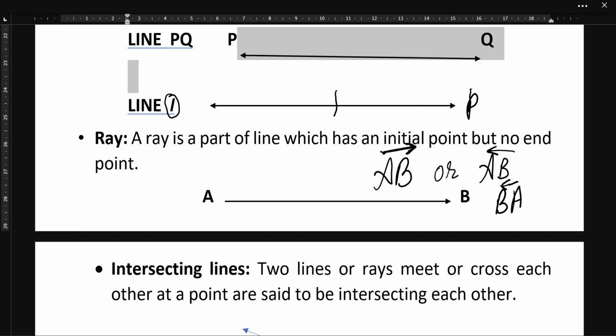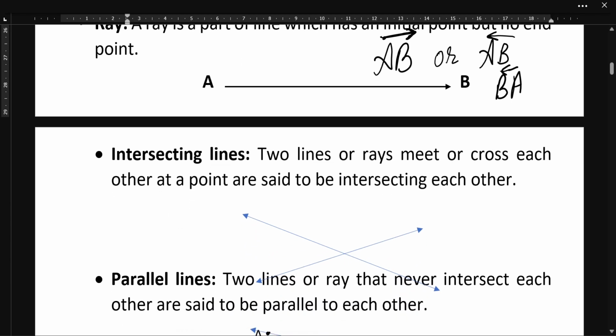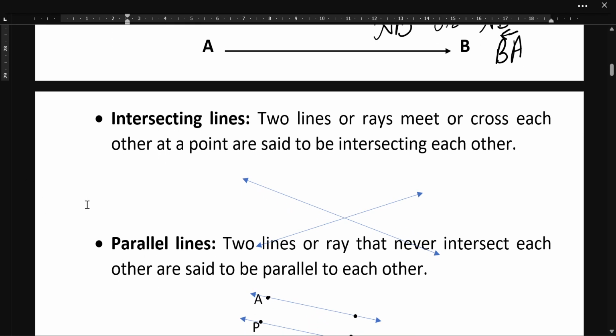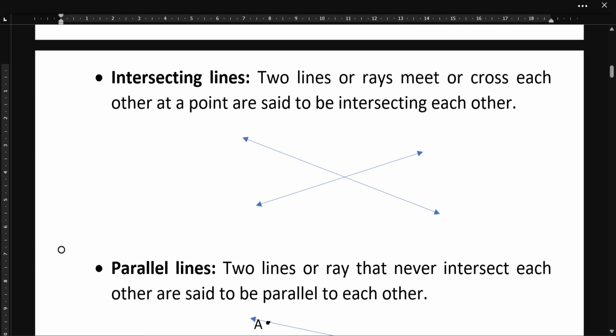Then if we have two or more lines which are meeting at a point or crossing each other at a point, then those lines in maths we call intersecting lines. These are lines which intersect each other at one point. Suppose this line is L and this line is M and they both are cutting at O. We can say lines L and M are intersecting at point O.